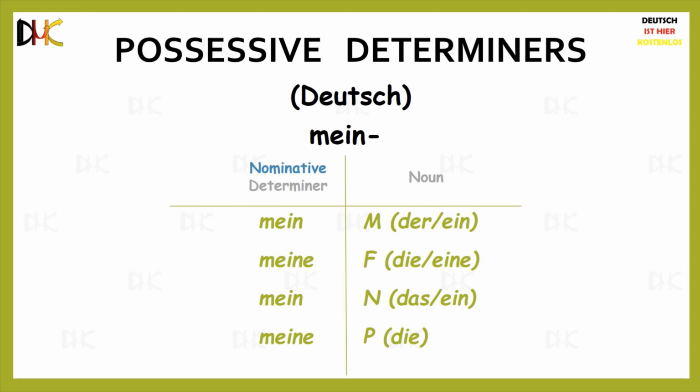If you see closely, the determiner behaves the same way as the indefinite article of the noun. So wherever we have ein, we have mein. And wherever we have eine, or die in case of plural, we have meine.